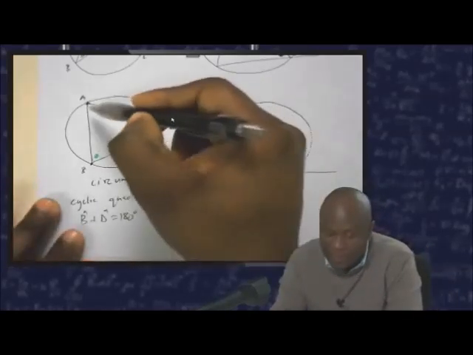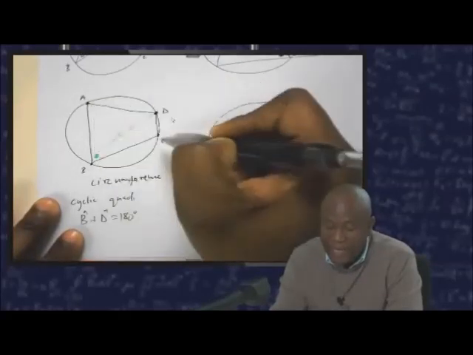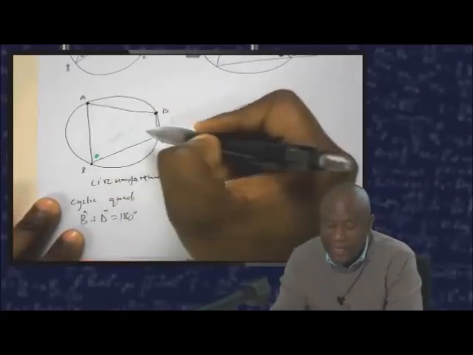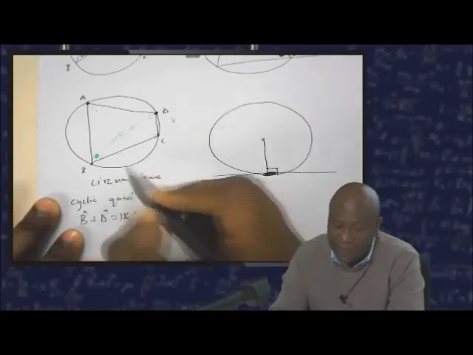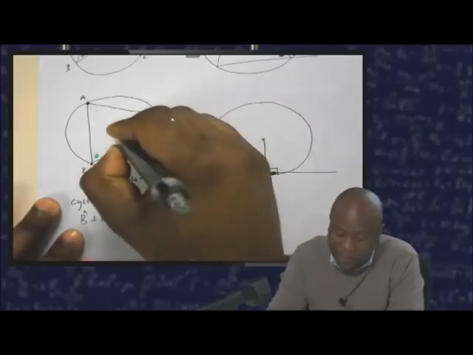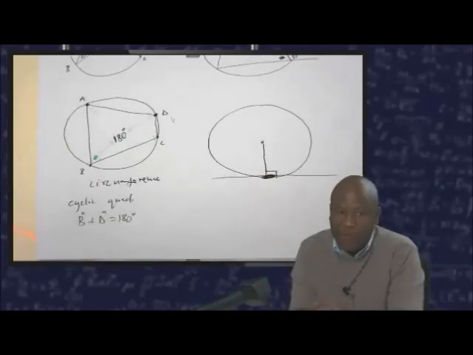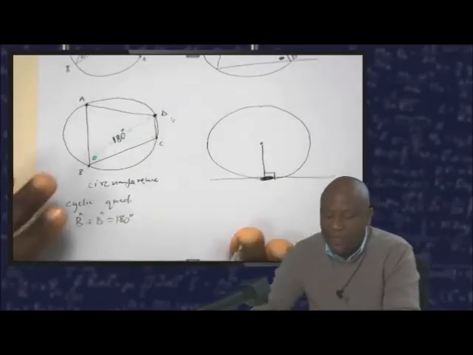The same still happens with angle A plus angle C. Angle A plus angle C are opposite in a cyclic quadrilateral. They must give us how much? 180 degrees. When you add them, they must give us 180 degrees.